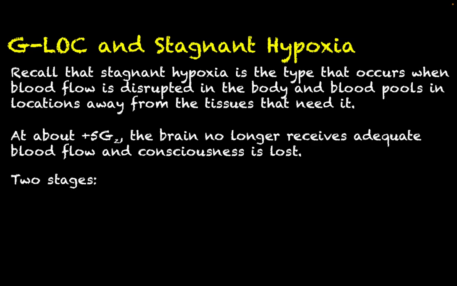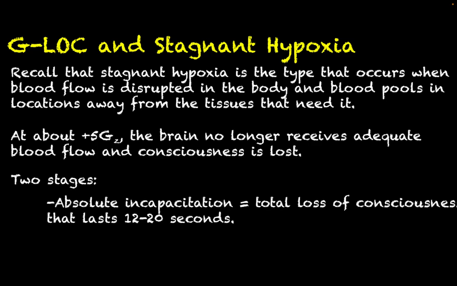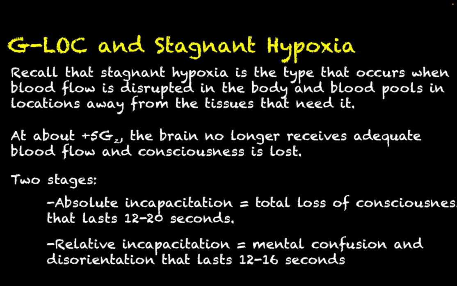So this G-lock has 2 major stages to it. The first is absolute incapacitation. This is a total loss of consciousness that lasts about 12 to 20 seconds. After that is a relative incapacitation, which includes you're no longer totally unconscious, but you've woken up and you're mentally confused and a little bit disoriented, and this can last 12 to 16 seconds.